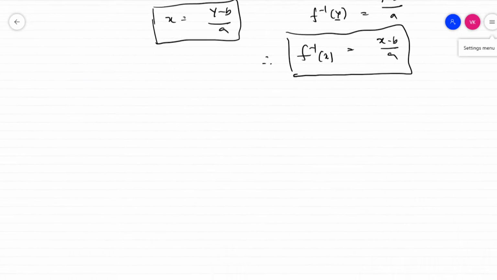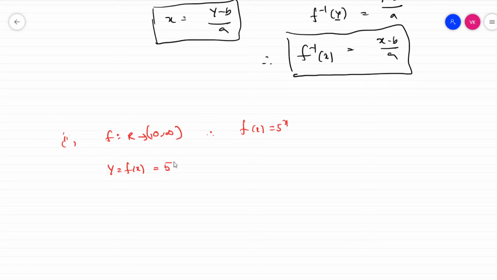The second question is given that f maps R to 0 to infinity and is defined as f of x is equal to 5 power of x. Now find the inverse. First of all we write y is equal to f of x is equal to 5 power of x. That means y is equal to 5 power of x, and we have to find the x.